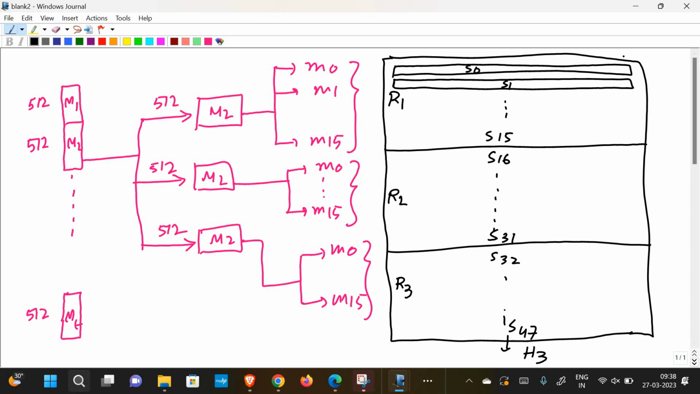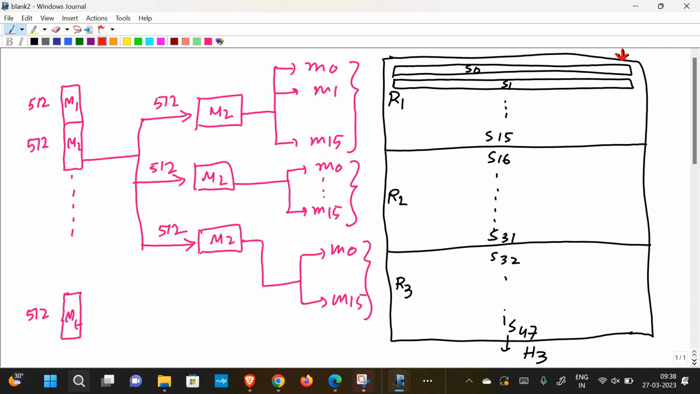Here, can anyone tell me what will be the input here? What will be the input here? This one, the top one? Here. This will be the input. What will be the input here? H1. H1 is what? The output of the M1 block.